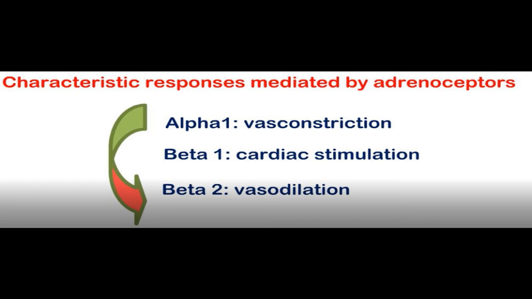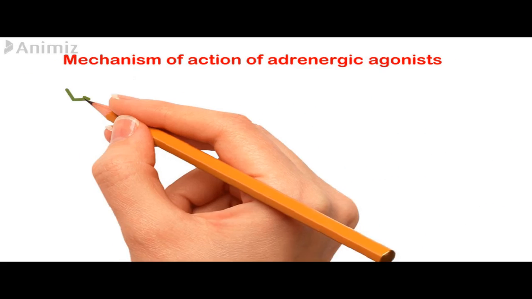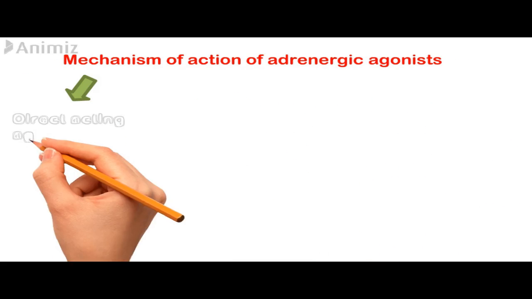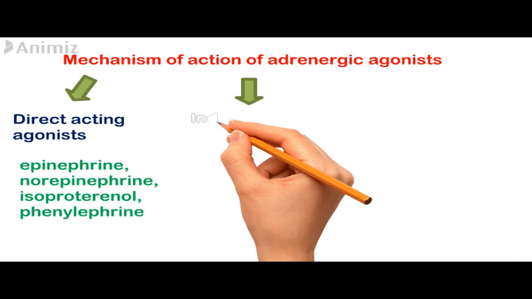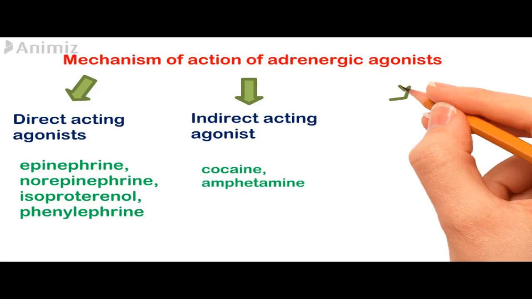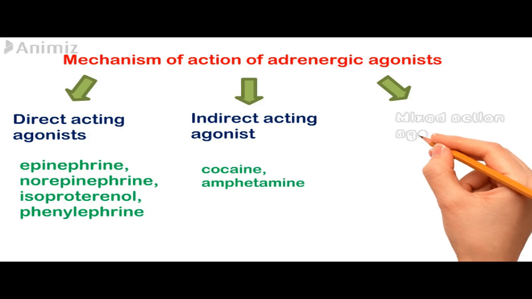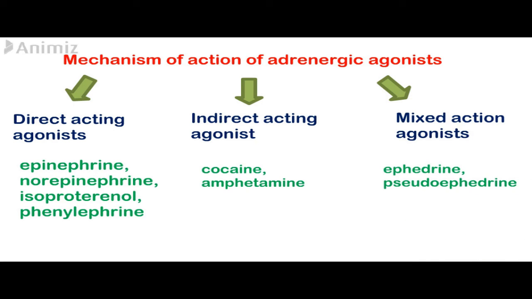If you look at the mechanism of action of these adrenergic agonists, they are divided mainly into three groups, which are the direct acting agonists, the indirect acting agonists, and the mixed action agonists. The direct acting agonists, as their name suggests, act directly on the alpha and beta receptors, and these include epinephrine, norepinephrine, isoproterenol, and phenylephrine.